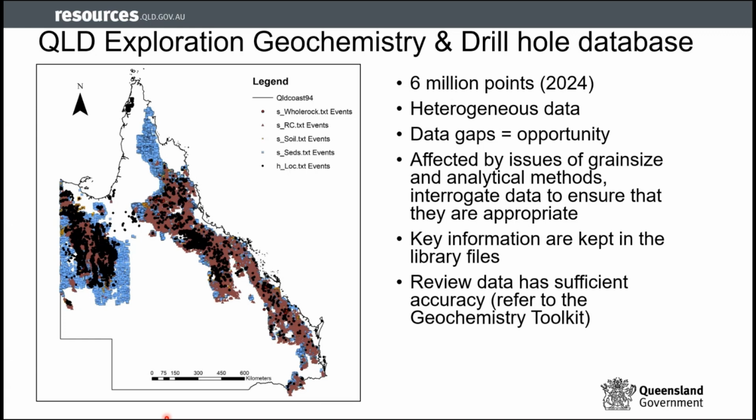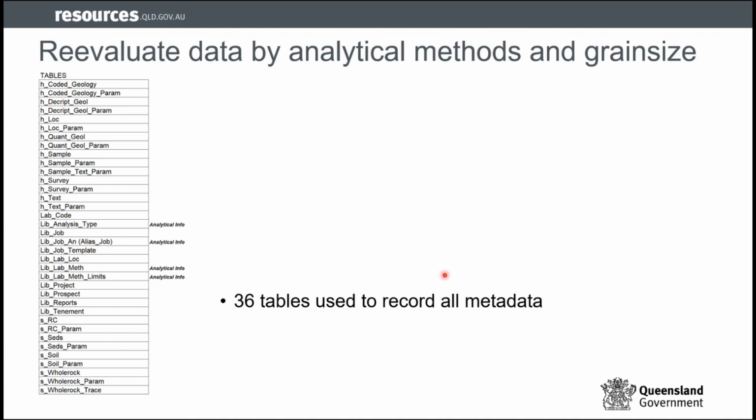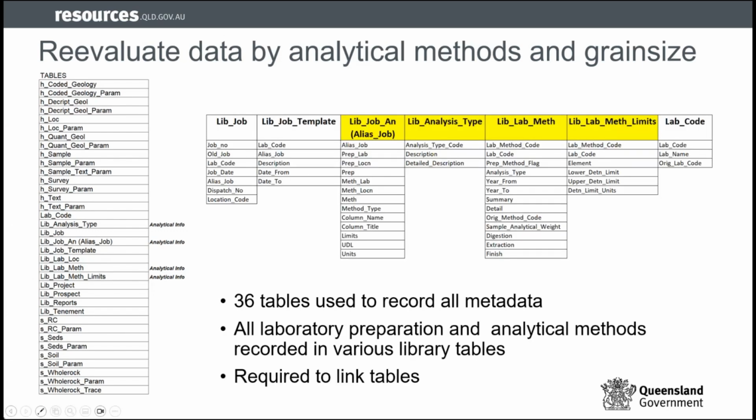This is a database, like I said, that's affected by those sites and analytical methods. But the good thing is we captured all this data, and it's really important for users to review the data before you integrate it into your workflow. The 36 tables that captured all this data are shown here. Of these, the LIB ones are the library tables that capture all the analytical methods, the detection limits, etc. These are important when you start processing the data to make sure that it's suitable for critical metals.